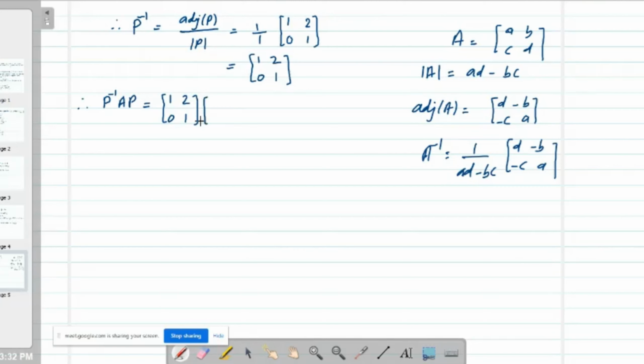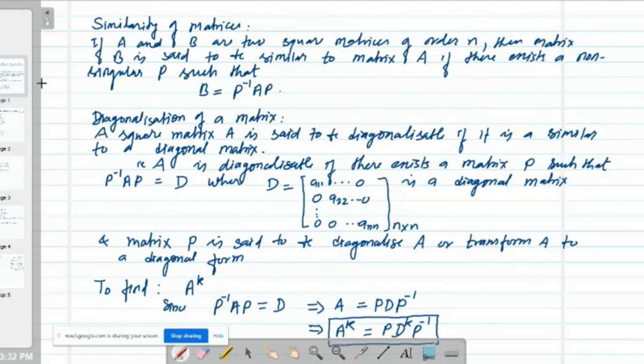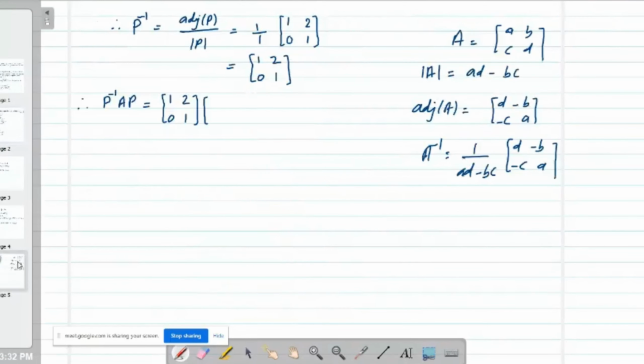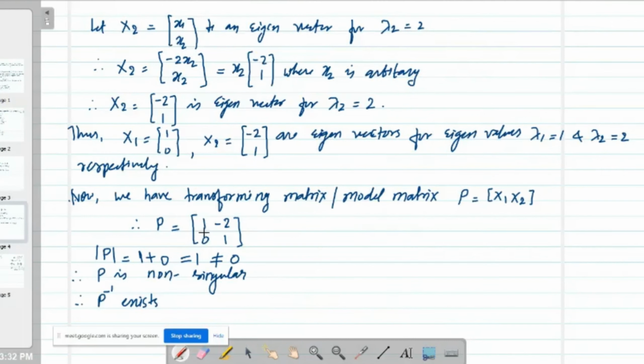And matrix A, how much do we obtain for matrix A? Matrix A is given to you. And what is the matrix A that is given? Tell me. [1 -2; 0 2]. Matrix A is [1 -2; 0 2]. And your matrix P is what? How much do we obtain for matrix P? Matrix P is [1 -2; 0 1].